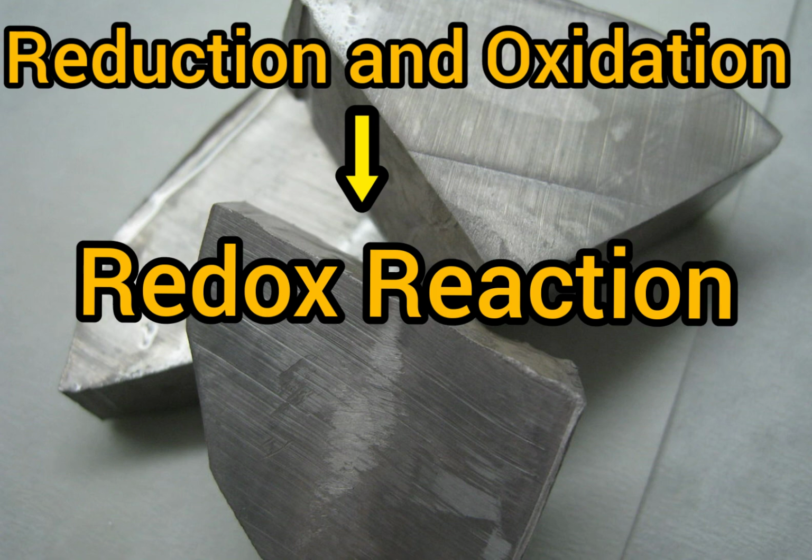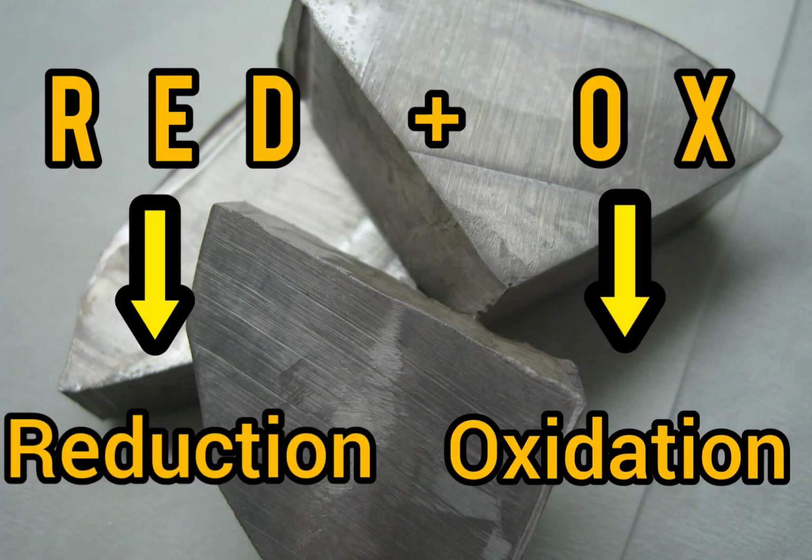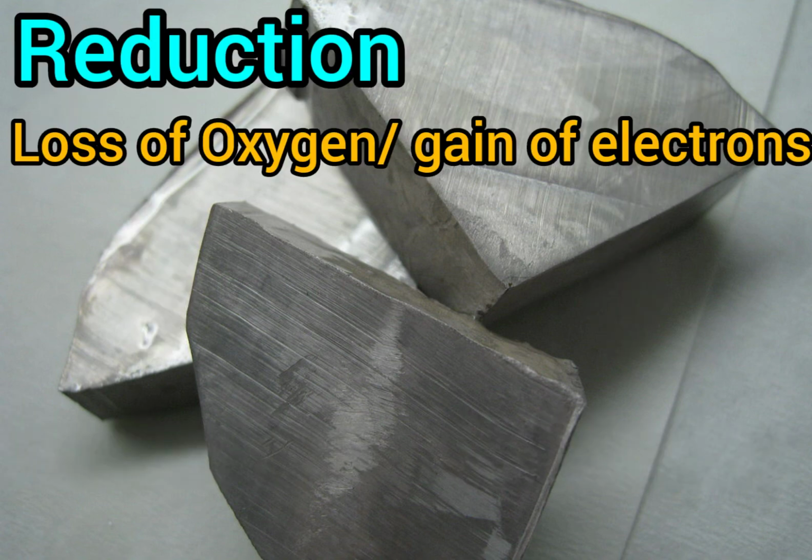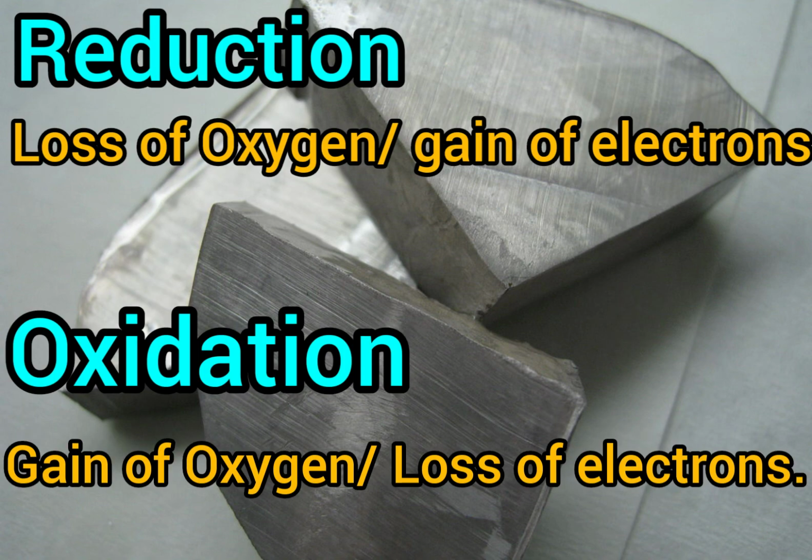To remember, this is very simple. Just divide this word into 2 parts: red and ox. Red is reduction, which is a loss of oxygen or gain of electrons, and ox is oxidation, which is a gain of oxygen or loss of electrons. So this is the simplest way to explain a redox reaction.